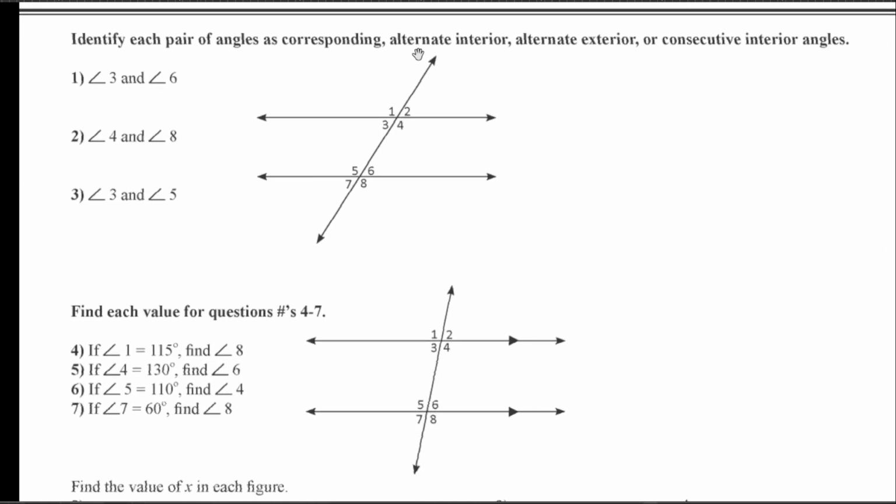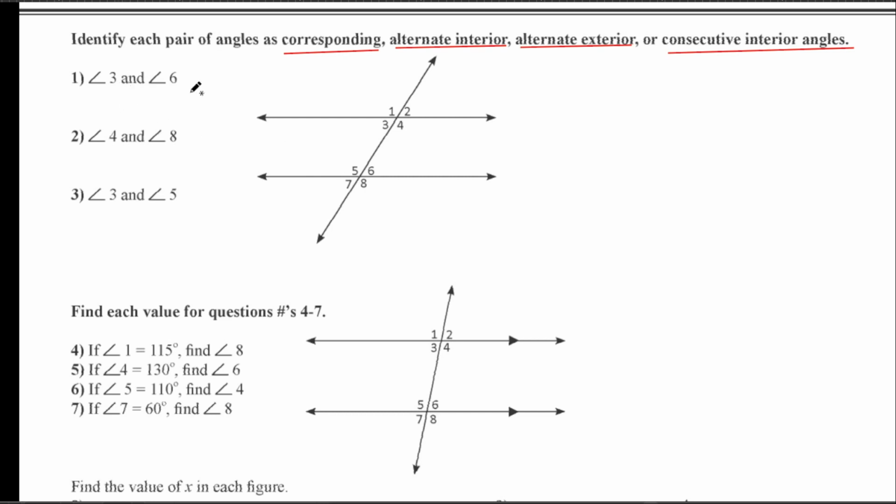It says identify, and then I give you some choices. Let me change my writing color to red. All right, so what we have to do is, I guess it's multiple choice. You could call this multiple choice, couldn't you? It says identify each pair as what? Corresponding, right? That's one choice. It could be alternate interior, alternate exterior, or consecutive interior. So you have to tell me which one is which.